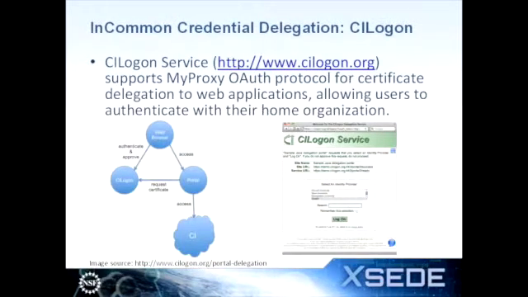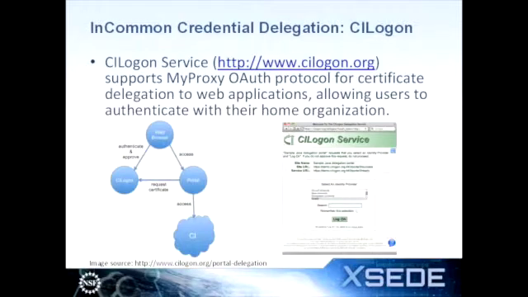So for the NCGAS required InCommon credential authentication, we chose to adopt the CILogon service. The CILogon service supports the MyProxy OAuth protocol, allowing for both InCommon and OpenID authentications, so a user can authenticate with their home organization, and then in turn access the underlying cyber infrastructure through the web applications. Those two pictures are from the CILogon webpage. They describe how CILogon credential delegation roughly works.